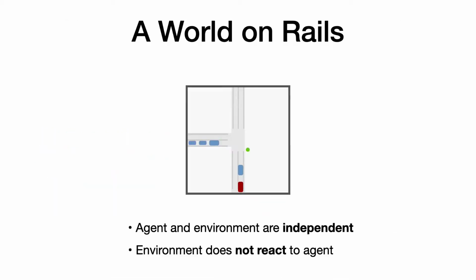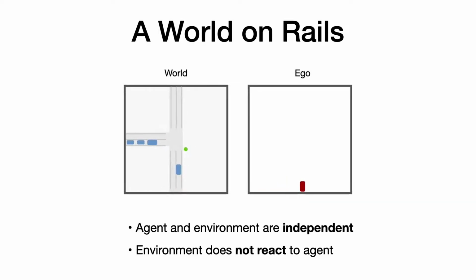In this paper, we make a very simple and provocative assumption. What happens if we assume that the ego vehicle is somewhat independent of the world? And what I mean with this is, what happens if the agent can see the environment and react to it, but its actions can only influence itself? So the agent can only change its own state, and the world will not react to anything the agent does. We call this assumption the world on rails assumption.